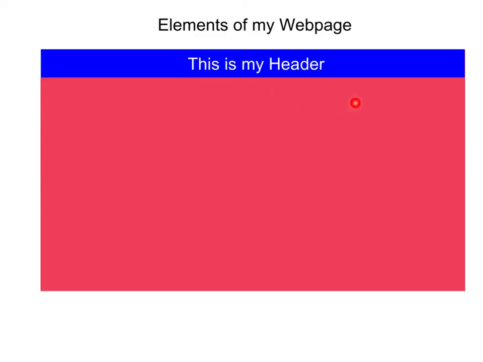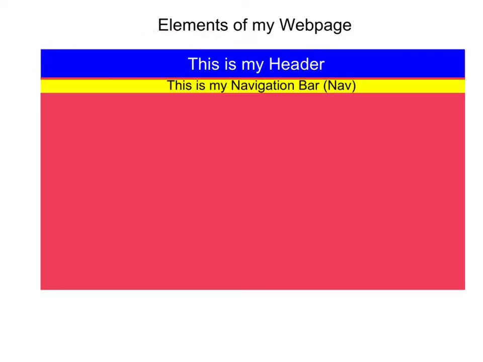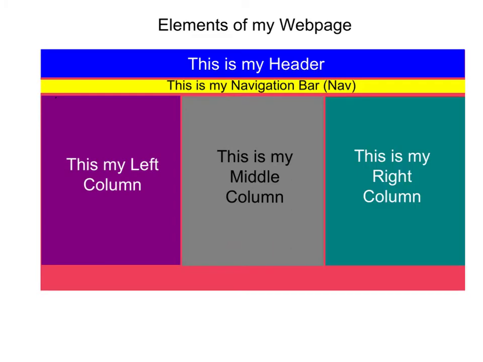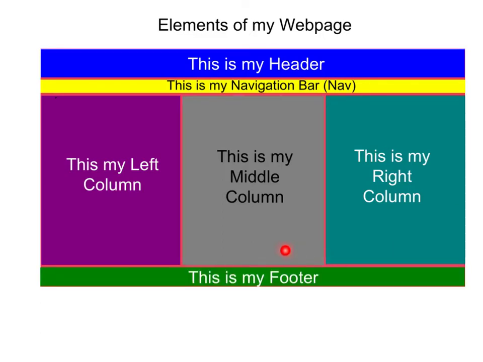The first element that I'm going to be inserting in my wrapper is my header. Next up is the yellow area, which is called my nav or my navigation bar area. The purple area is called my left column. The grey area in the middle of my screen is called the middle column. And then on the right hand side I've got this column called my right column. Right at the bottom I've got the green area that is called my footer.